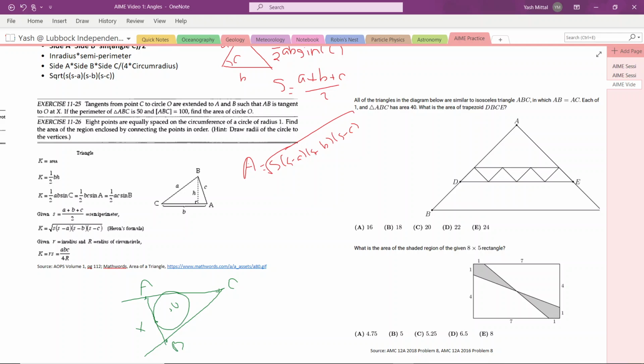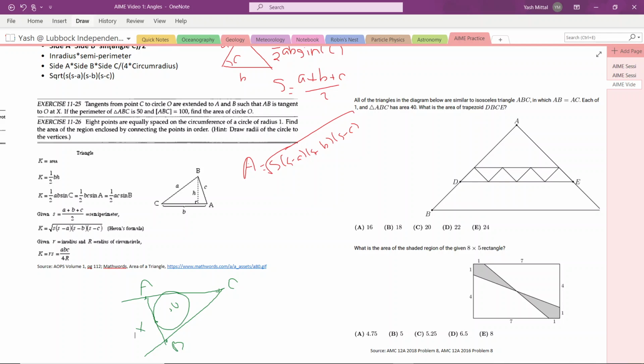So if the perimeter of ABC is 50 and the area is 100, find the area of circle O. And this is where we have the area of circle O. Notice, let's try to figure out, what is circle O? If you notice how it's tangent to all 3 sides, you automatically think, it's a circle inscribed within a triangle. It is within the triangle, and so it's the incircle. Circle O is the incircle of triangle ABC.